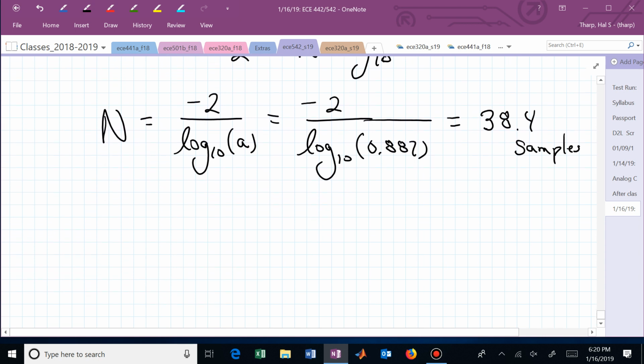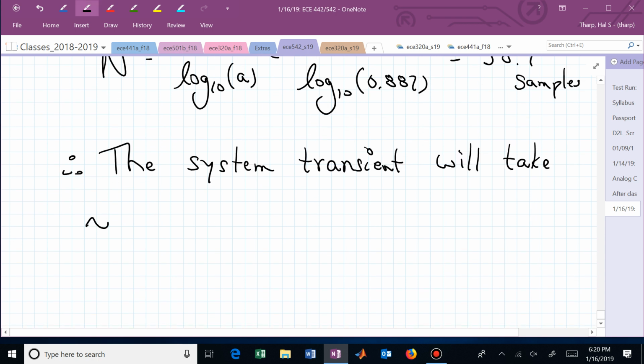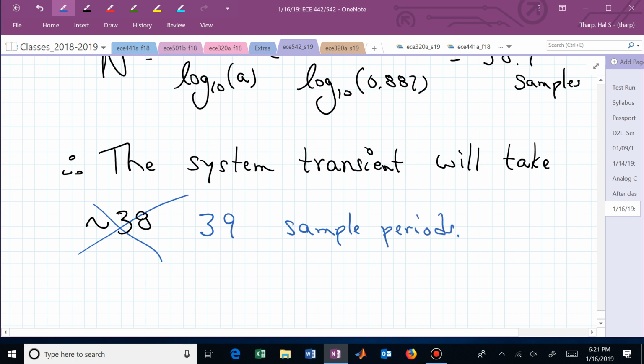If you compute that, you end up with n equal to 38.4 samples. Or now we can say the system transient will take approximately 38, but in terms of sample periods, what do we mean by approximately 38? That doesn't make any sense, does it? We have to have integer multiples. So in fact, we now have a system transient that takes 39 sample periods.